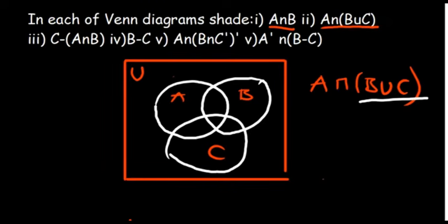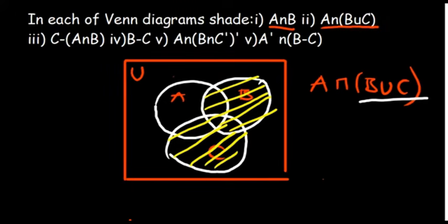So it would require us to shade the entire region of B. So that is our B. Then we also shade what? The region that is part of C. That's what it means when we say union of B and C. Okay. So now we have our B union C. So we need to find the intersection with A.